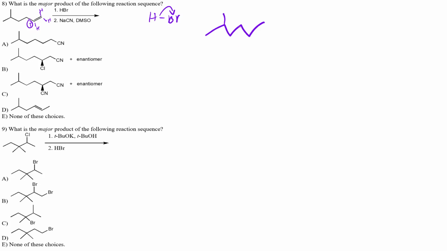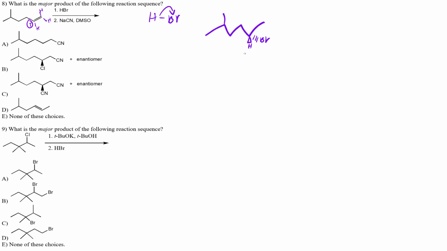That means that the bromine attaches itself to this part, and it could be a wedge or a hash because this is chiral. So let's just make it into a hash, I guess. All right, so that's good. We just did step 1.